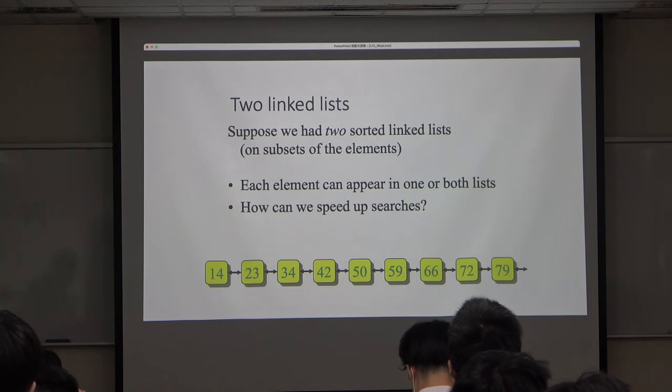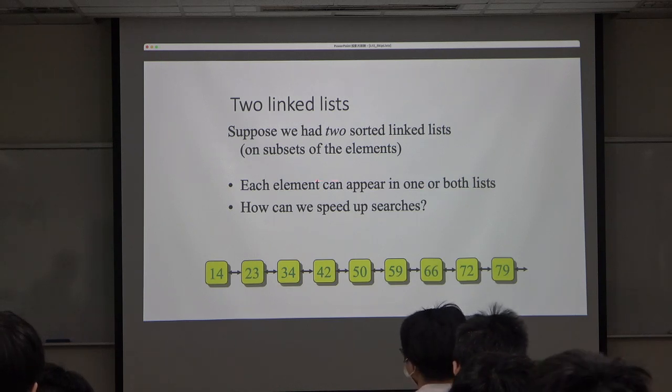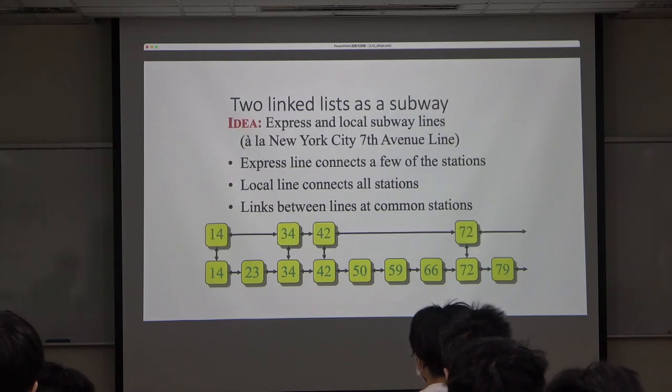Okay, if we have two lists, one stores all the numbers, the other stores a subset of these numbers. Each element appears in one or both lists. Obviously, we can speed up the search. How? It's going to be something like this.